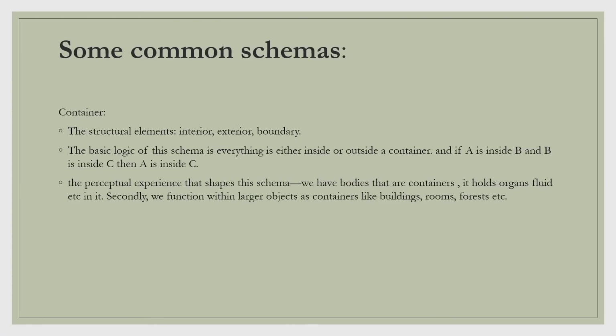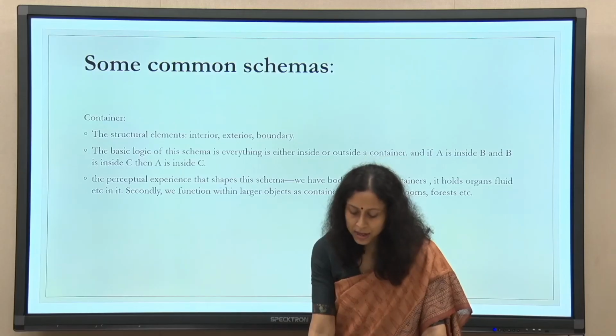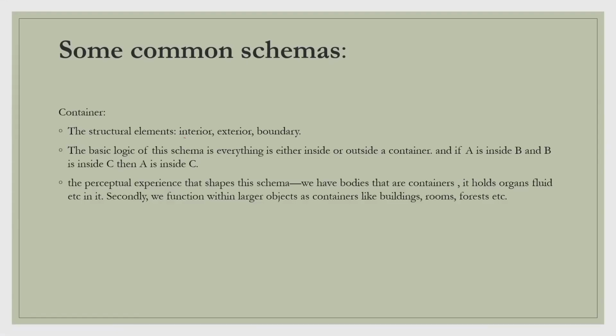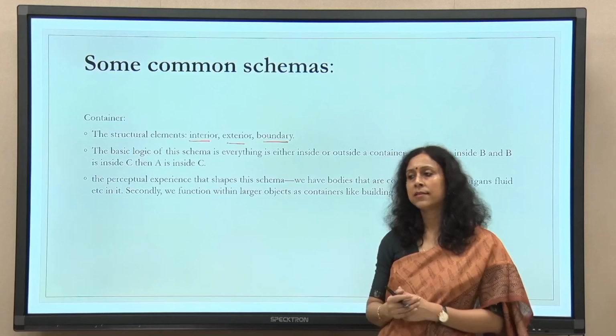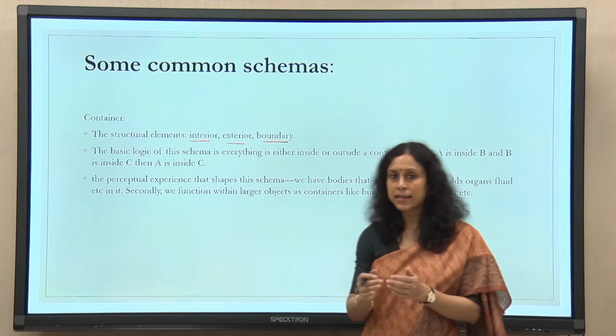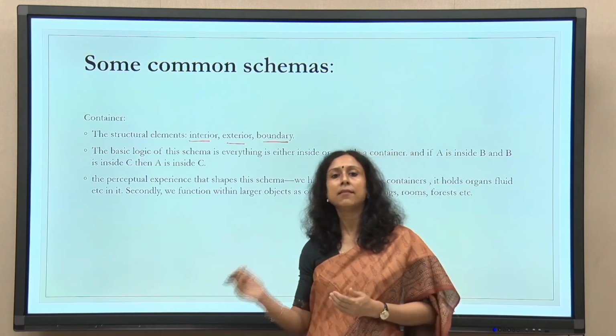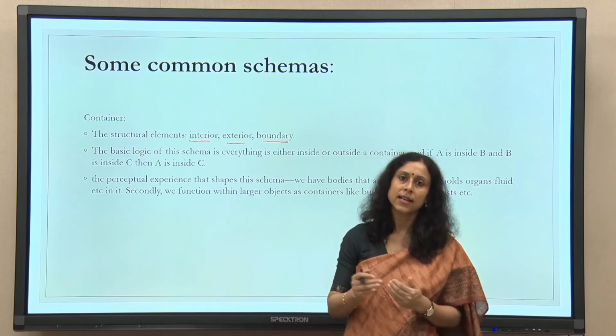So, the container image schema is perhaps one of the most commonly utilized image schemas. I have been talking about it already. The structural elements are interior, exterior and boundary. There is a boundary, it is a bounded entity. The moment it is a bounded entity, there will be an interior and there is an exterior. So, x can contain y.